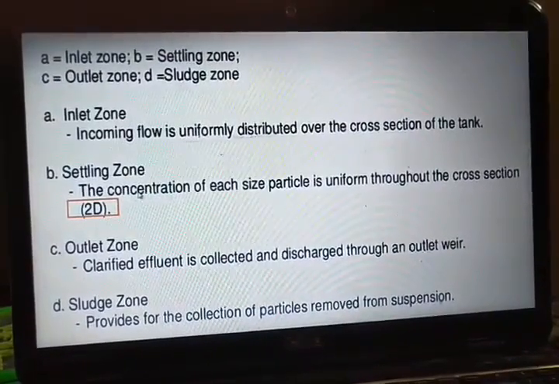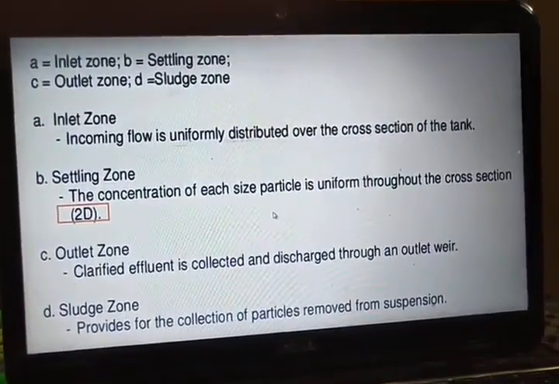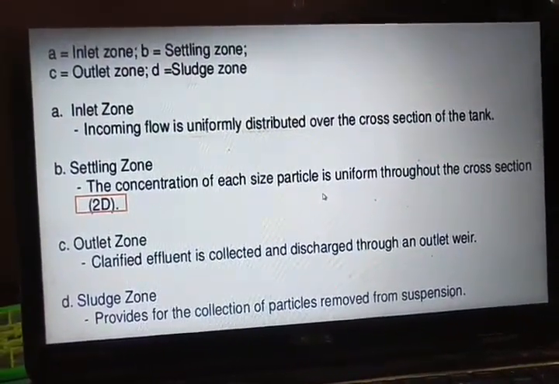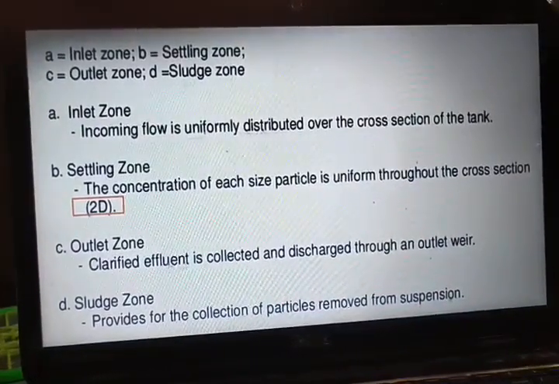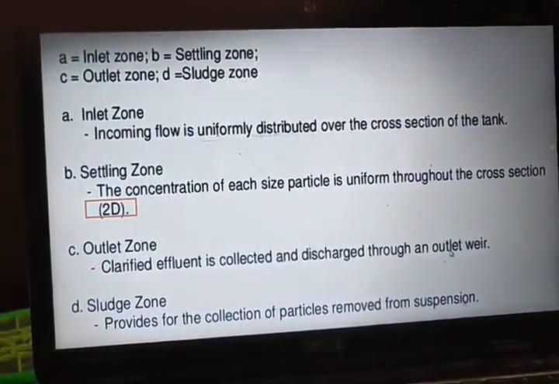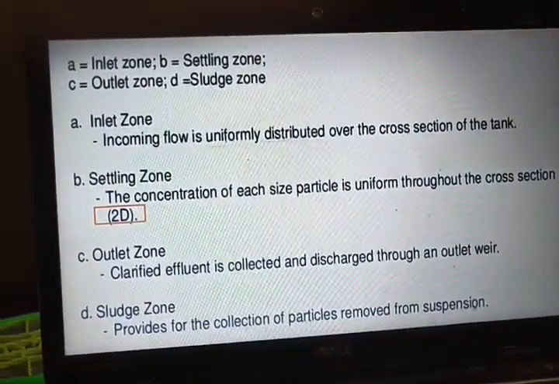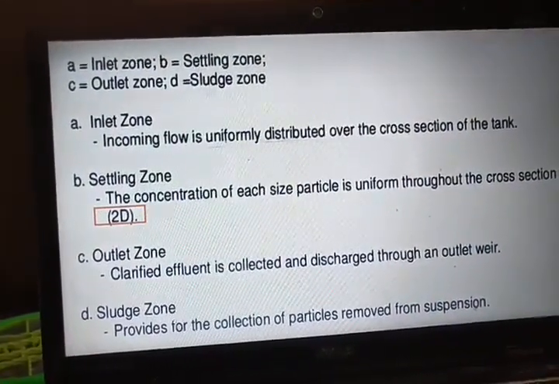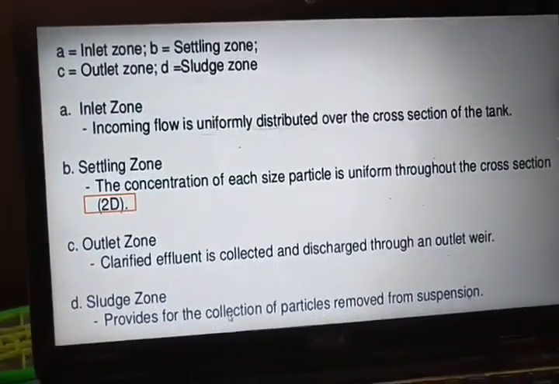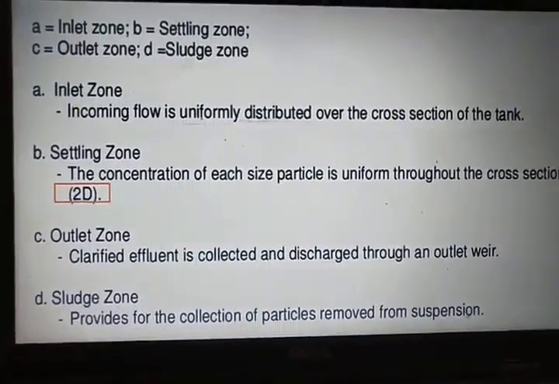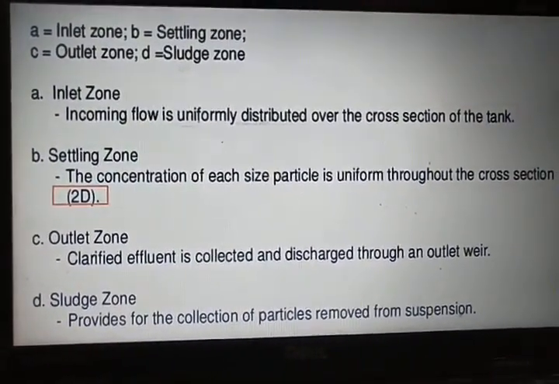Next comes the settling zone. This zone is meant for the settlement of the particles. Then the outlet zone, which consists of an outlet weir or different kinds of arrangement to collect the water after settlement of the solids. And the last one is the sludge zone. Usually it is provided at the bottom of the tank so that the sludge which is collected at the bottom can be separated out from the liquid.